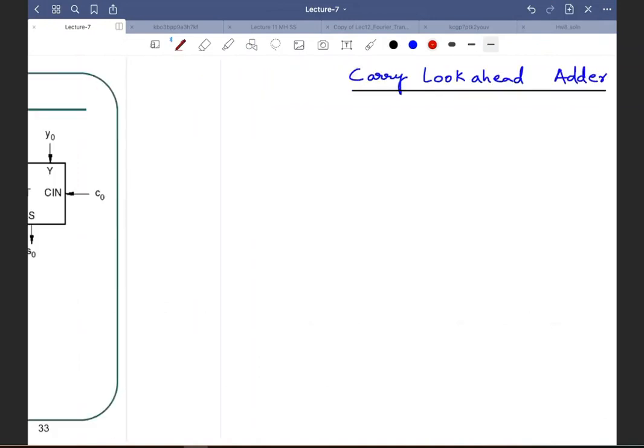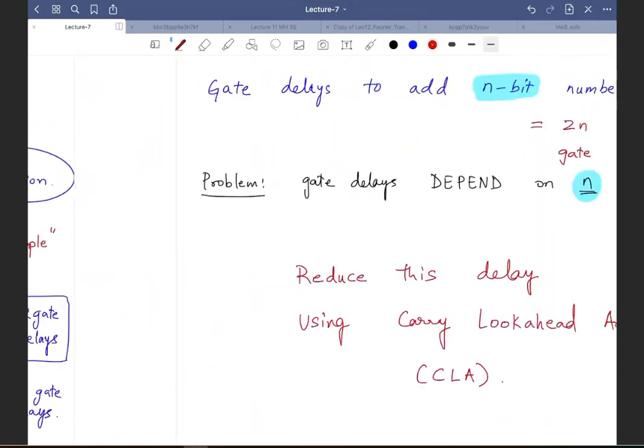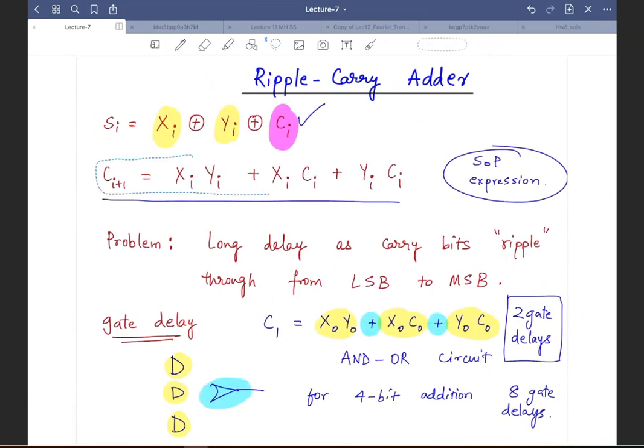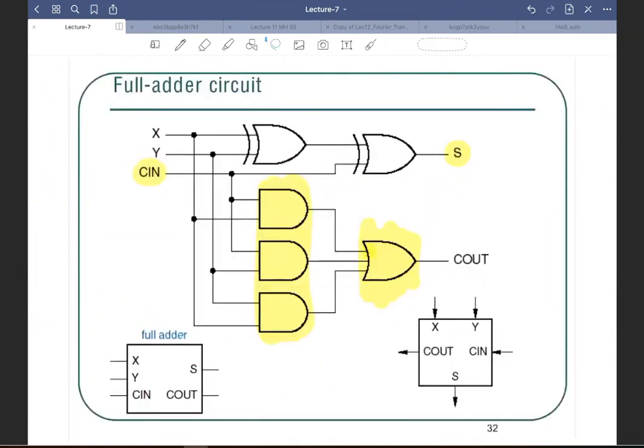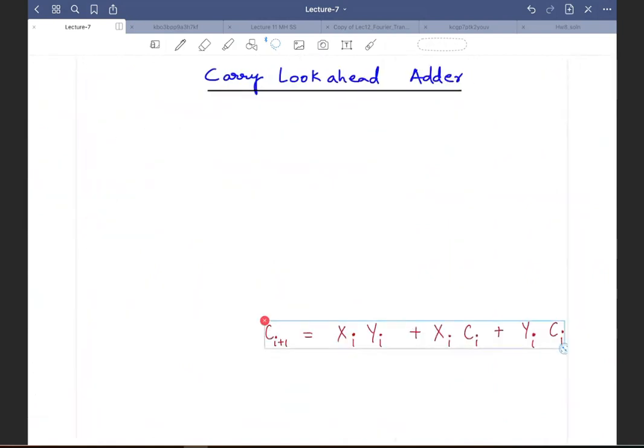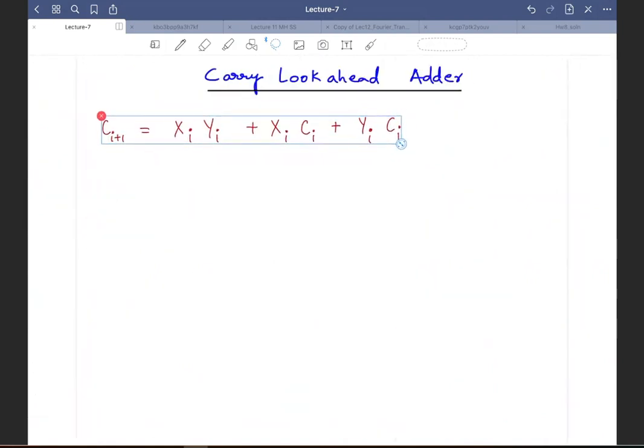And I'm going to use the same expression that I had earlier. I'm going to simply copy this and paste it over here. All right, so I start with this carry, right? And I'm going to do some algebraic manipulation here, which is I'm going to define that x_i and y_i is defined as g sub i.